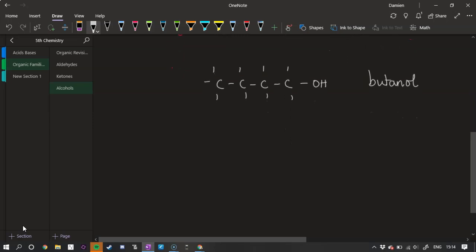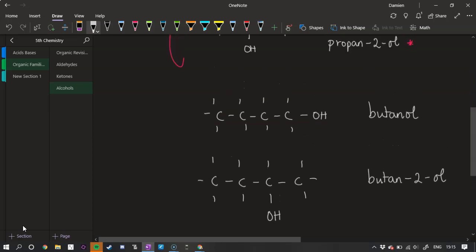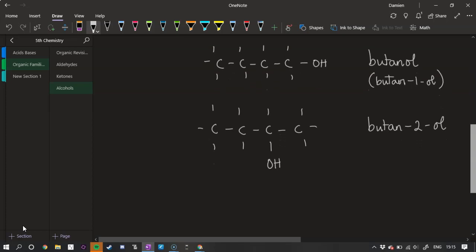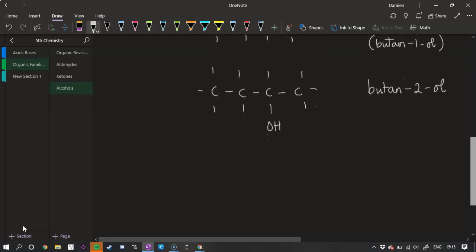We can then do another 4 carbons again, and we'll realize that we can move the OH group. So I can put the OH group here, and again surround by hydrogens. And this one is going to give me butan-2-ol, because the OH group is on the second carbon. Up here, this is butanol. It can also be called butan-1-ol. Right? On to the next one then.